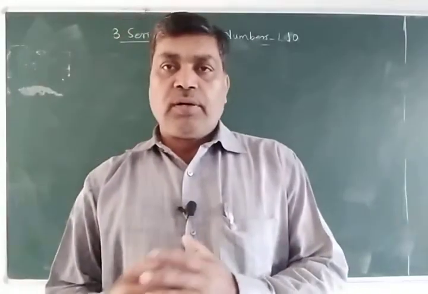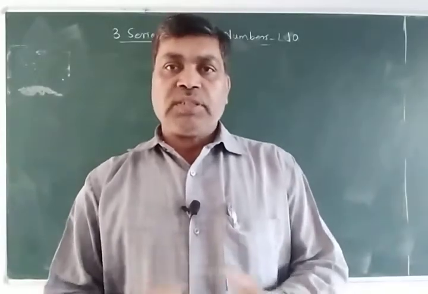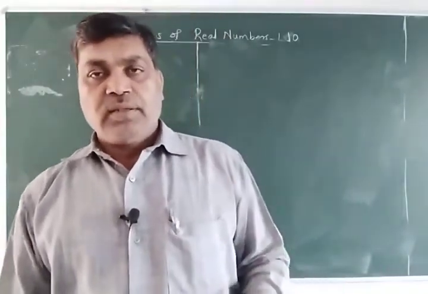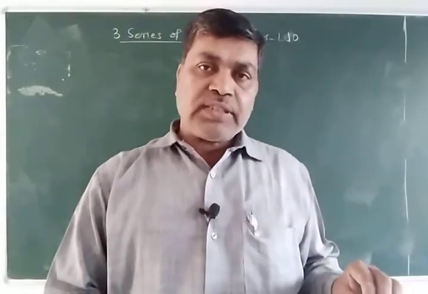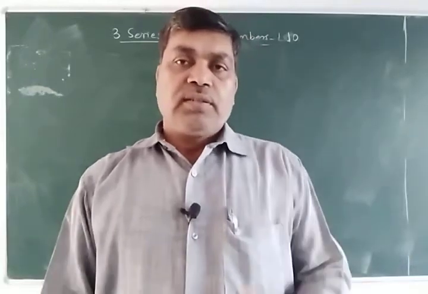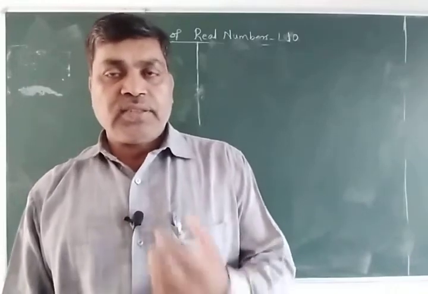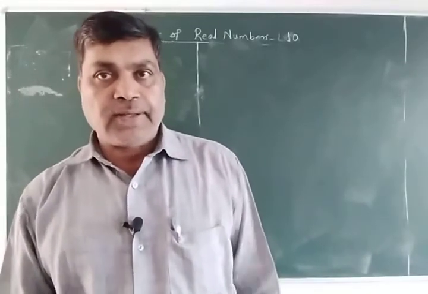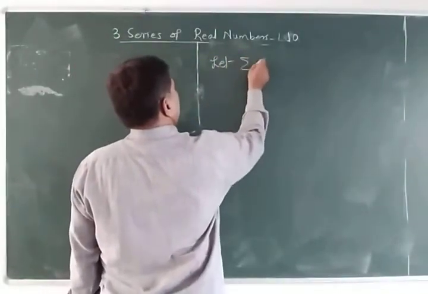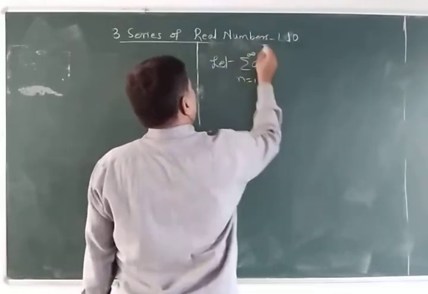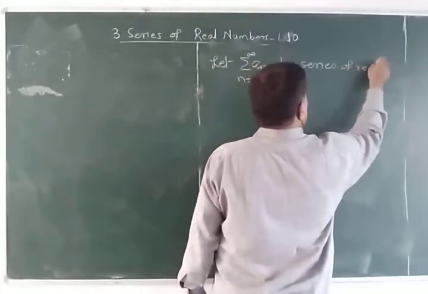if we have a series of numbers containing positive numbers as well as negative numbers, then we'll express that series as the addition of a series of positive numbers and a series of negative numbers, and with the help of that we'll discuss its convergence. Okay, so let summation a_n, n equal to 1 to infinity, be a series of real numbers.